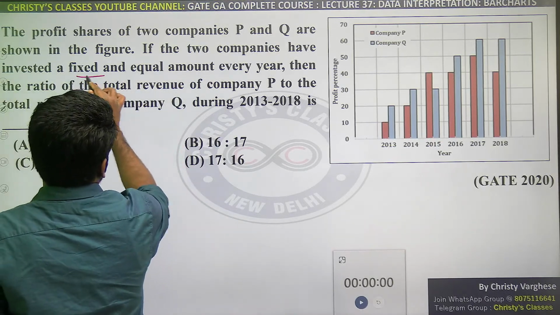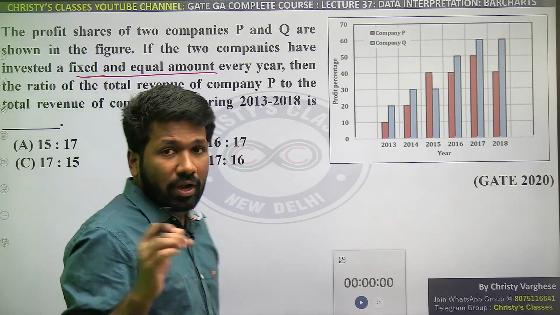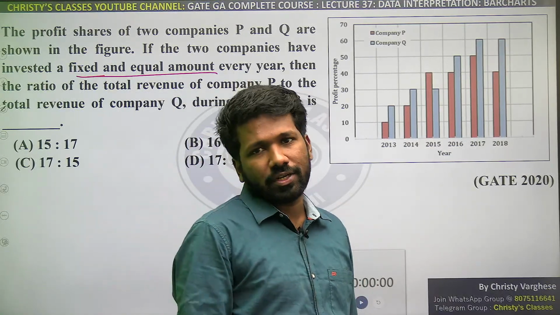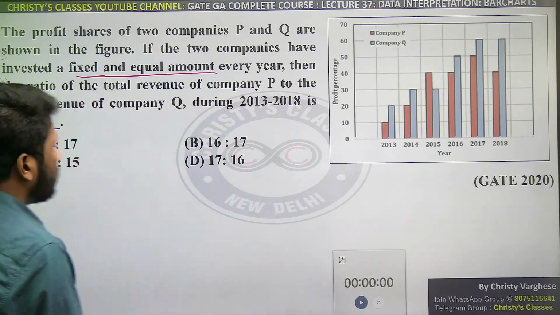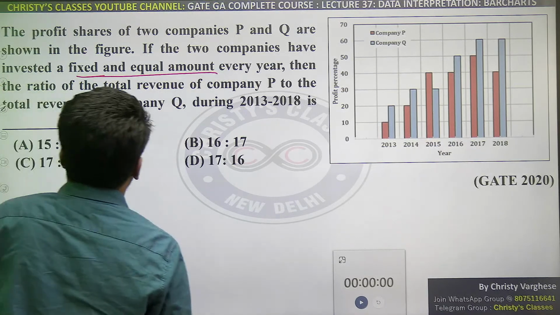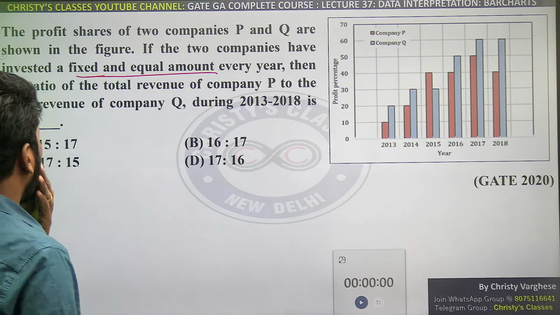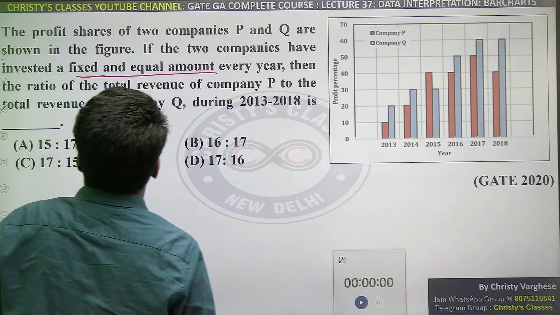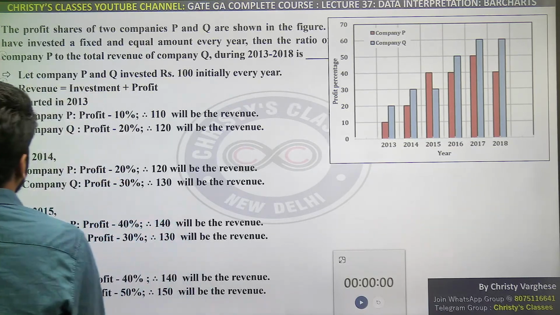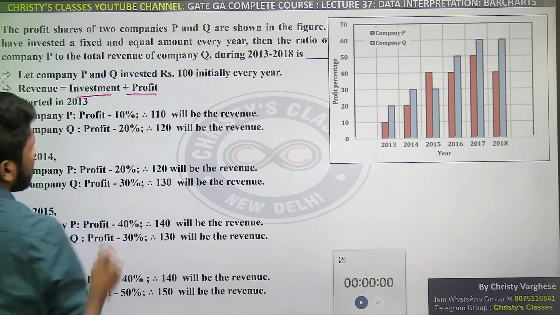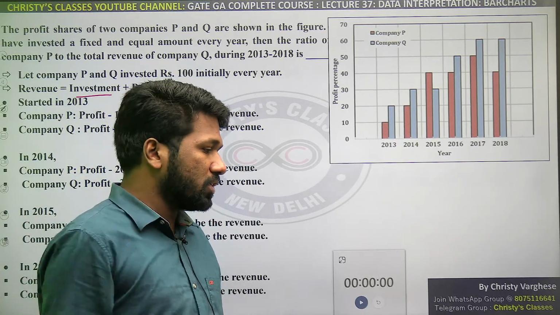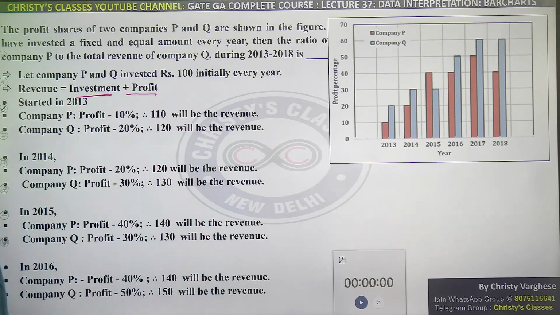Let us take an example that is easier. Equal amount. So if I take 100 rupees, in all years you can consider 100 rupees. Taking an example is a method to simplify the question. Then the ratio of total revenue of company P to total revenue of company Q. What is the connection between revenue, profit share and investment? We can say revenue is investment plus profit. Revenue is the money you are getting back, that is invested money plus profit.